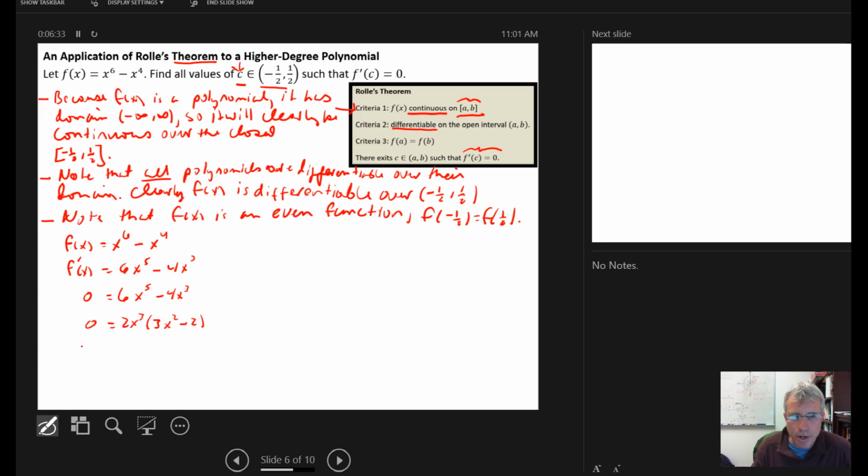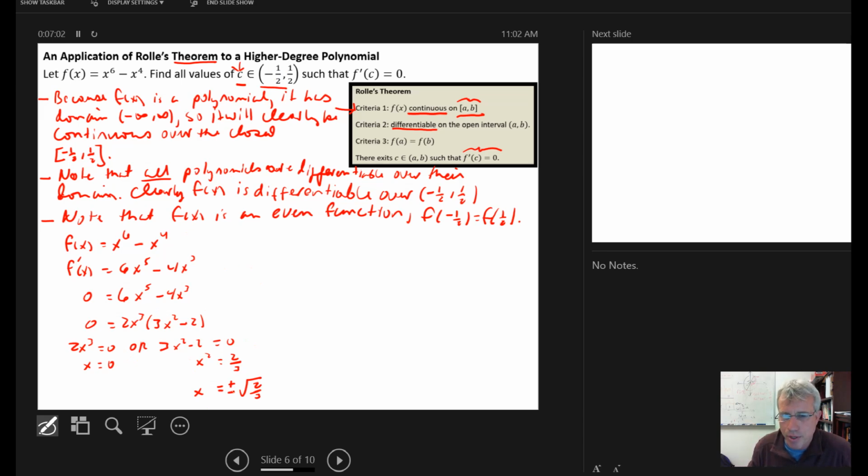And now the zero product property says that either 2x cubed is equal to 0 or 3x squared minus 2 is equal to 0. Here, I'll get that x is equal to 0. And from here, I'm going to get that x squared is equal to, add 2 to both sides and divide by 3. Take the square root of both sides, so I'm going to get plus or minus the square root of 2/3. And so clearly 0 is in this interval.